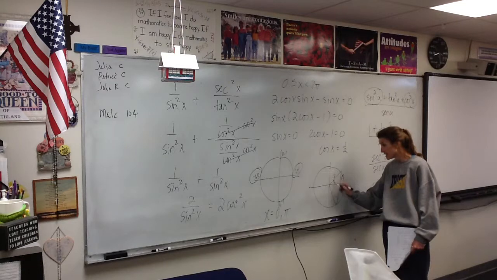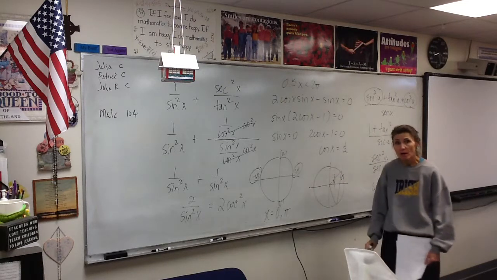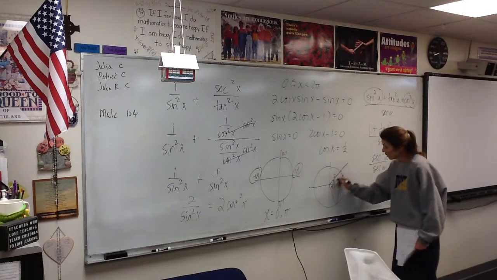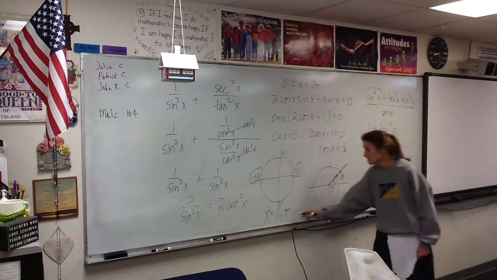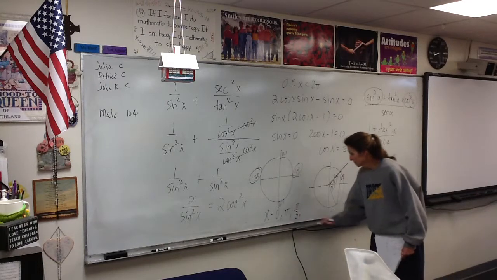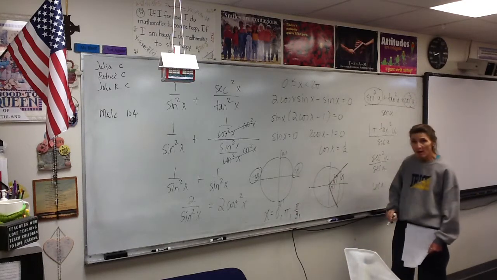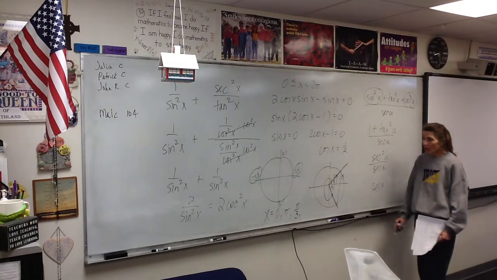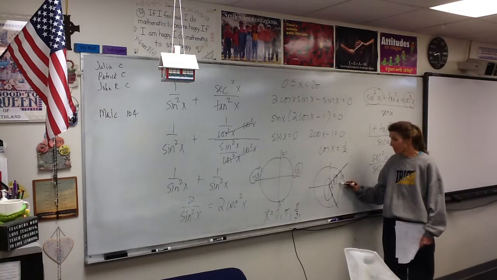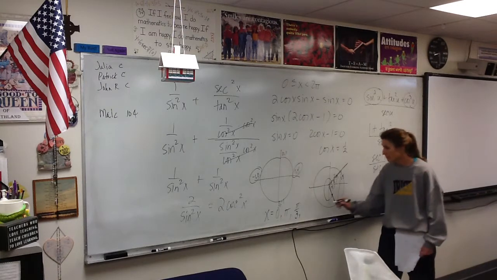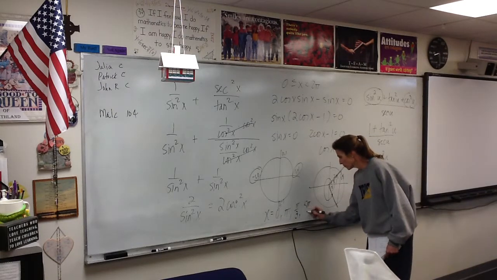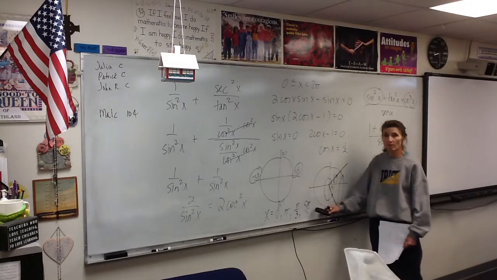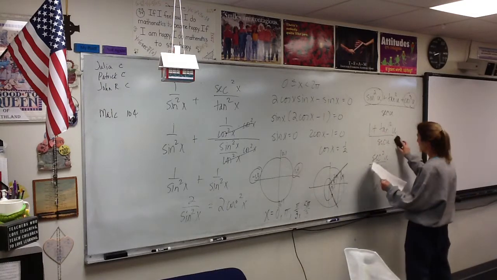Because 60 is 1/3 of 180. So here's one of my answers, and that angle is pi over 3. Here is my other answer. It's all the way around to here. So that would be 2 pi minus pi over 3, which would be 5 pi over 3. 2 minus 1/3 is 1 2/3, or 5/3 pi. And we're done.